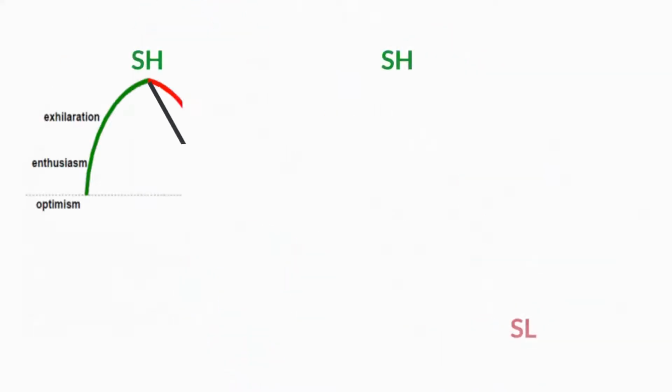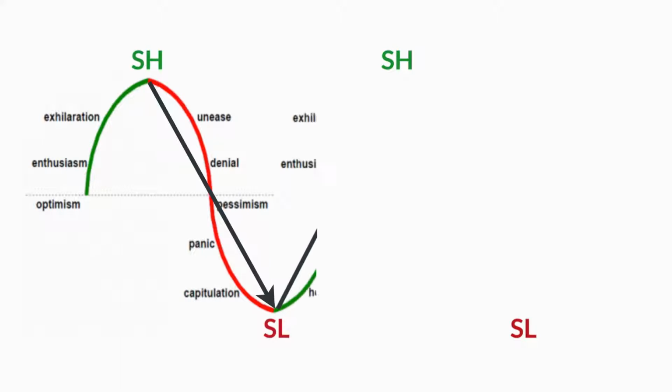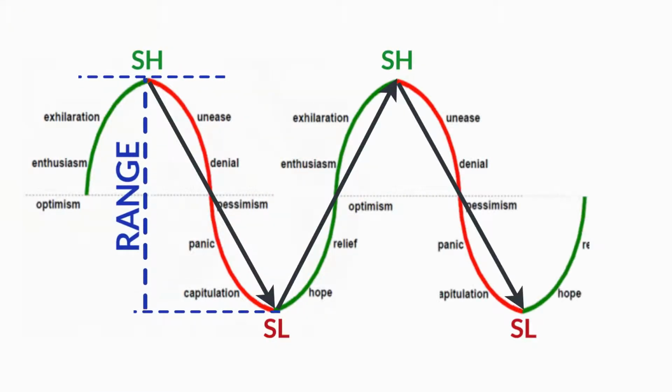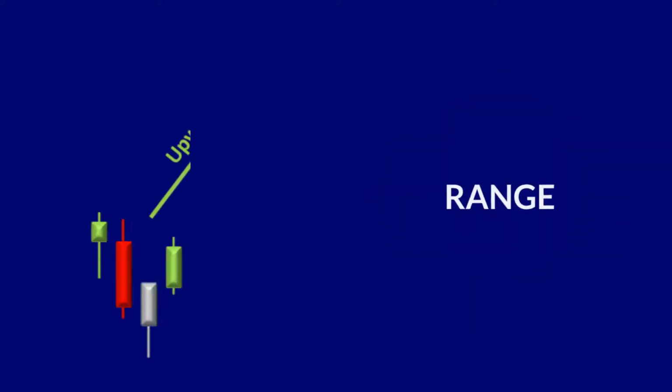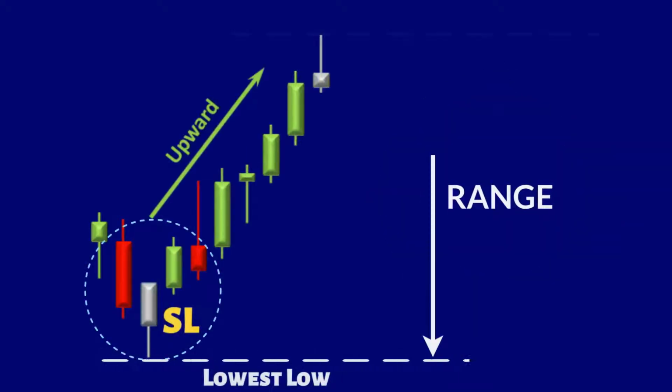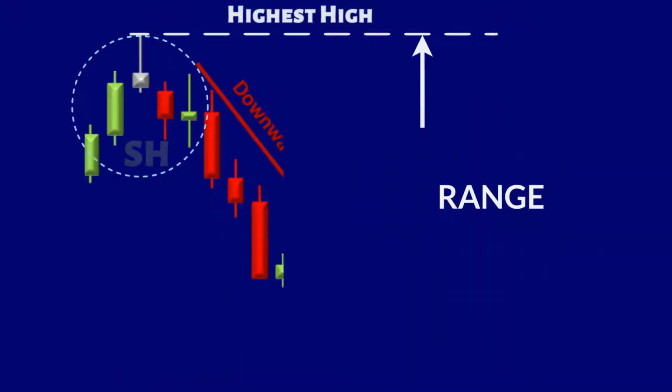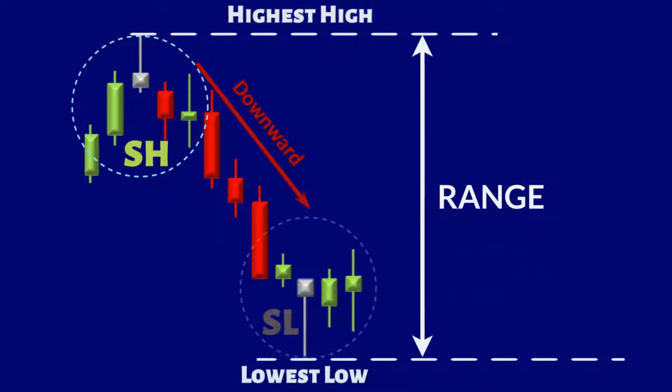We can measure how far the price has moved between these turning points, which leads us to the concept of range. We define range as the distance a price has traveled between the nearest swing low and swing high. This will be vice versa in a downward price movement between a swing high and swing low.